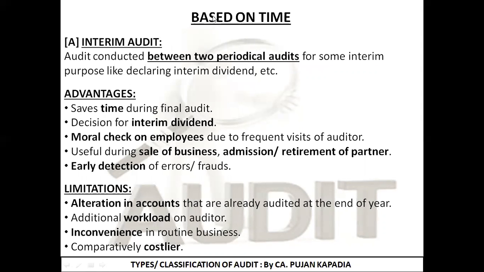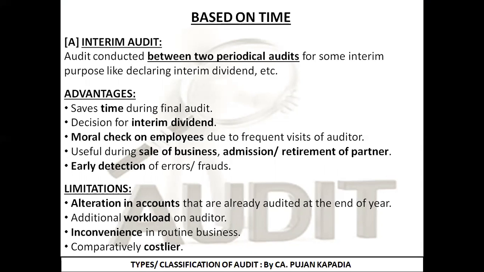Second was on the basis of time, under which broadly we had covered two topics. First was interim audit. I had explained in this point, when an audit is conducted between two balance sheet dates. Suppose I had conducted the annual audit for 31st March 2019, and the second annual audit for 31st March 2020. Now, between these two periodical audits, if in between I get my books of account audited, it is known as interim audit. What is the basic purpose?